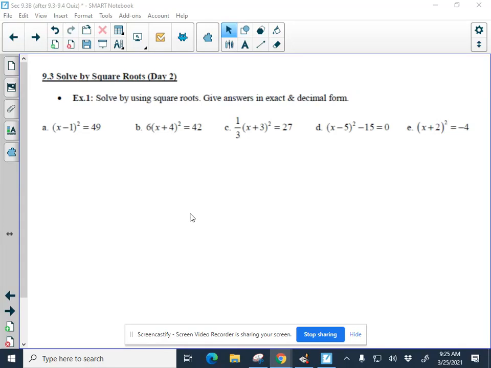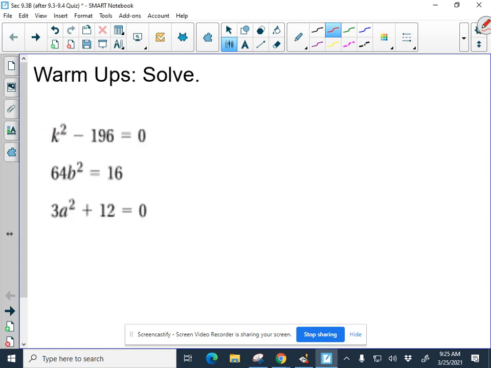We've done some of these before, but solved by square roots. Only 5 short problems today. Just a reminder, I'll do one like this. K squared minus 196 equals 0.